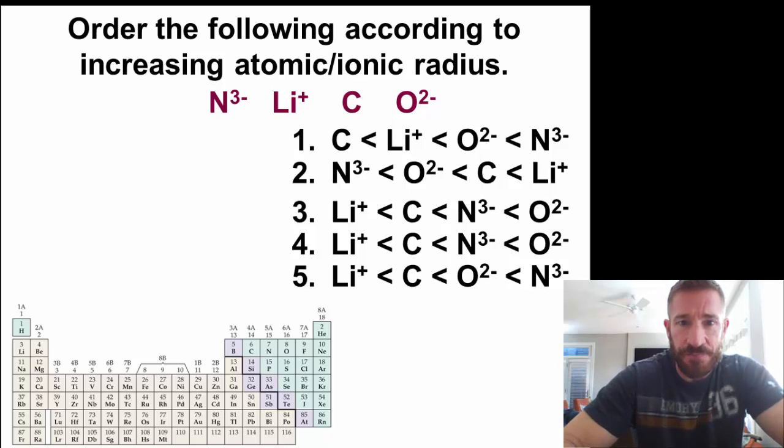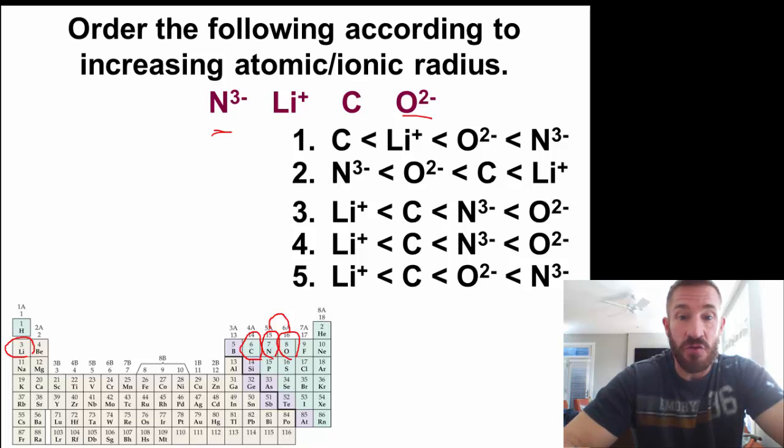So let's look at these. Nitride, and so basically that's nitrogen, but we've added electrons so it's the same as neon. And then we've got lithium, but over here lithium we've lost an electron, so that's basically the same as helium. And then we've got carbon, and then we've got oxide. Now what we want to do for these is first compare the two ions together. We've got nitrogen and oxygen. Which one of these two would you expect to be bigger?